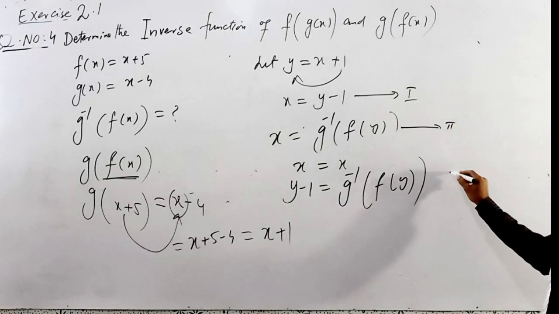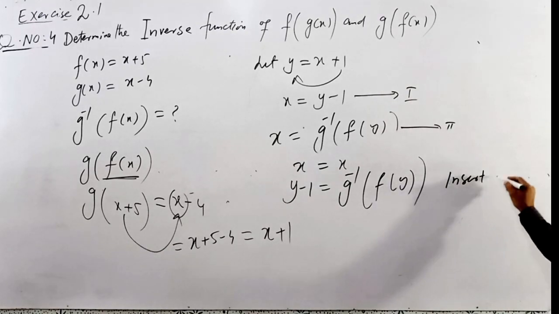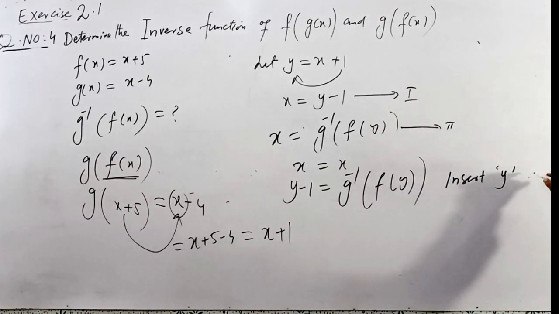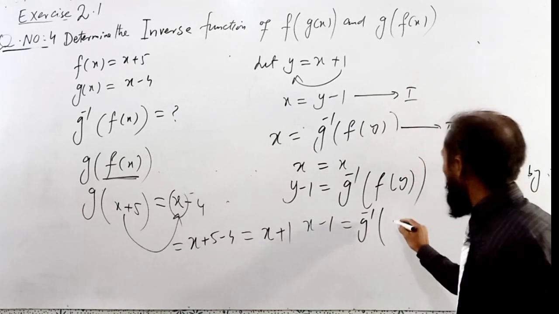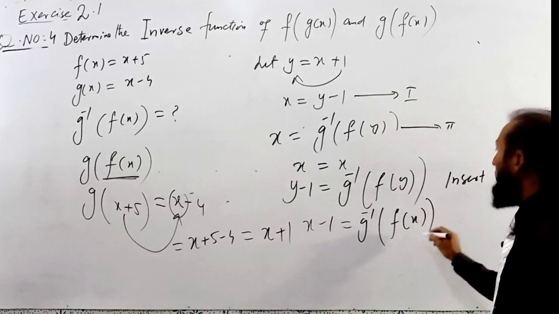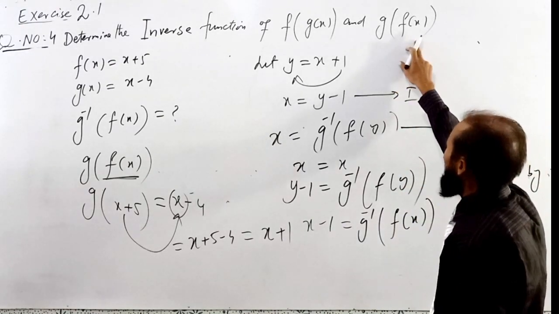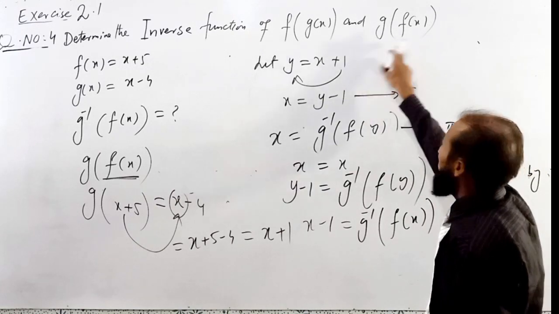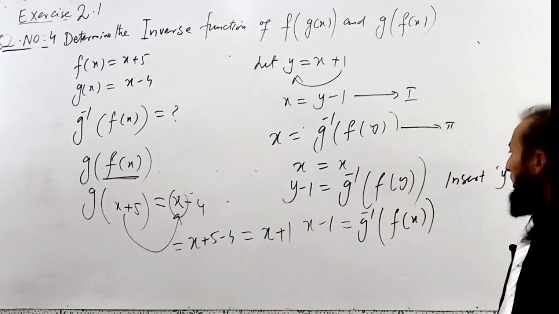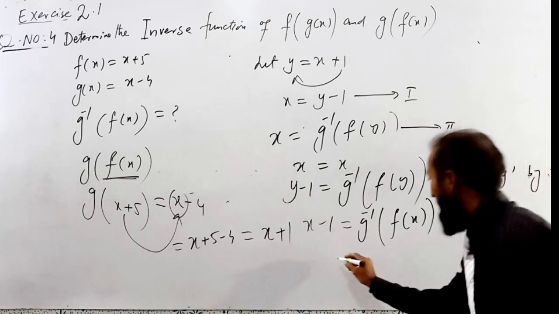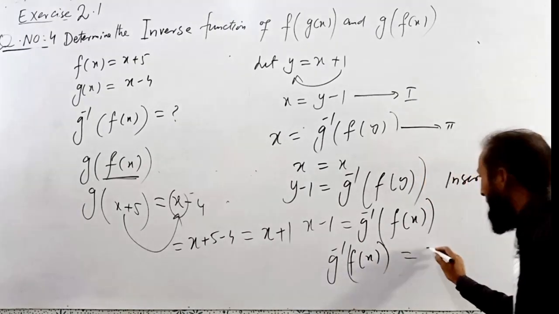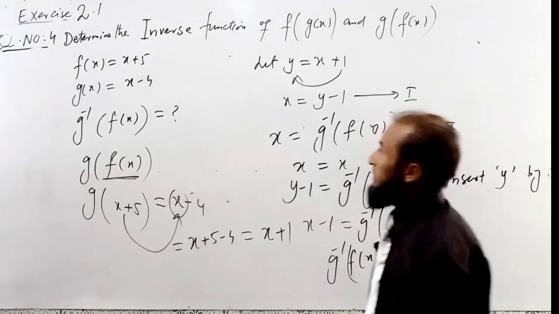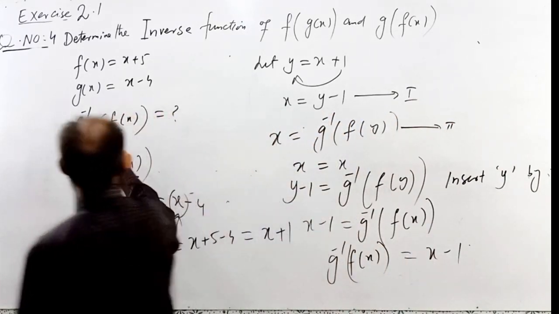So if we insert y values by x, here we put x minus 1 is equal to g inverse f of x. Because g is the function of f of x, we are required the inverse of this one. So we have already found that g inverse f of x is equal to x minus 1, which is the required result. We are required this result.